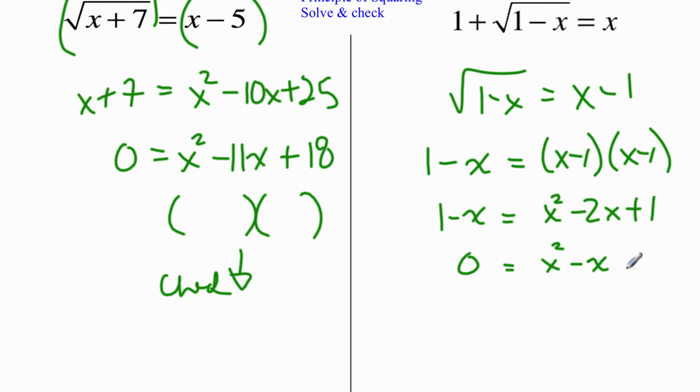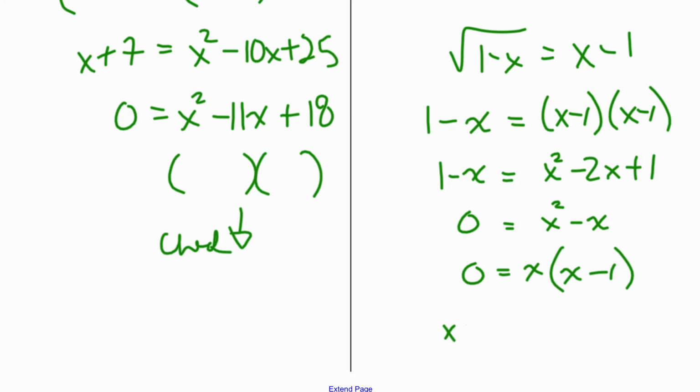Oh, so I don't have another term there. So on this one, to factor it, I can just look for a common factor. I can take an x out. This would leave me with x(x − 1) = 0. Again, zero property, so x = 0 or x − 1 = 0. In this case, x is equal to 1. So I have two possible answers.